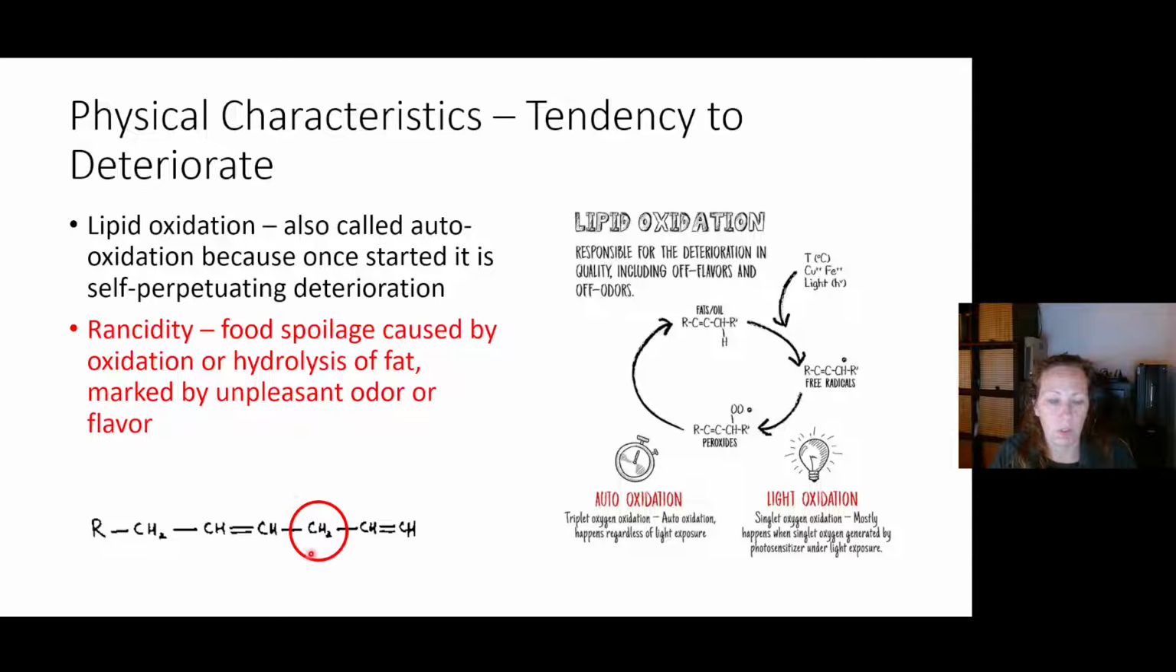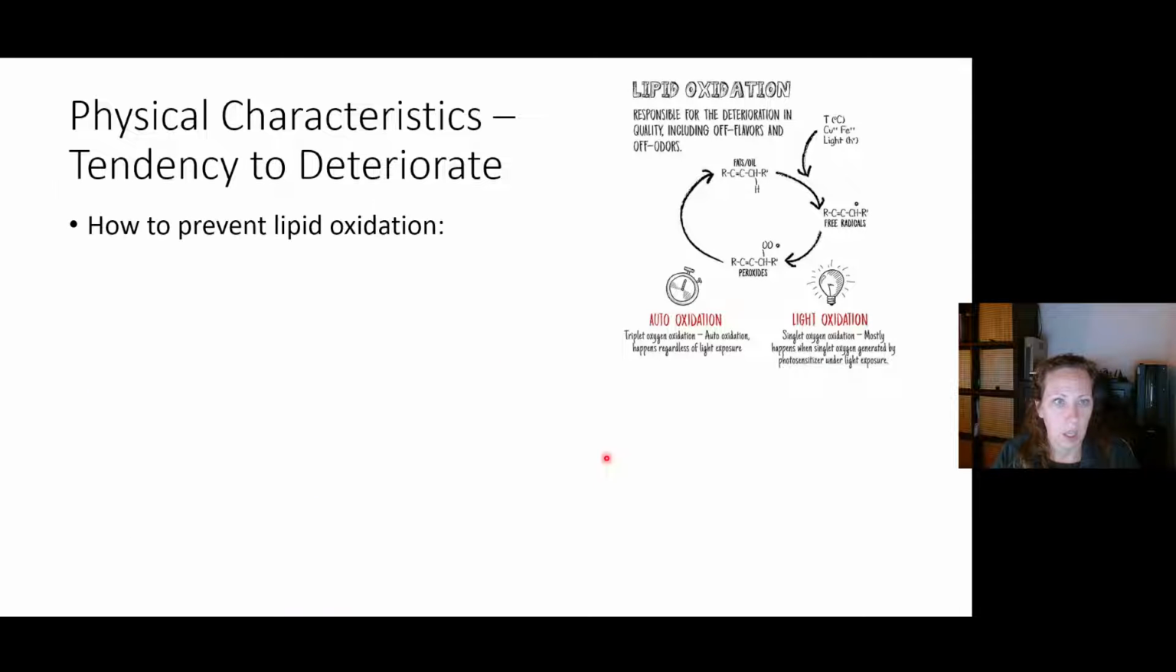There's going to be more of these carbons that are connected to the carbons with double bonds that are susceptible to this lipid oxidation. So overall, the more double bonds a lipid has, the more susceptible to oxidation and the less stable the oil is. Okay, the more likely it is to deteriorate.